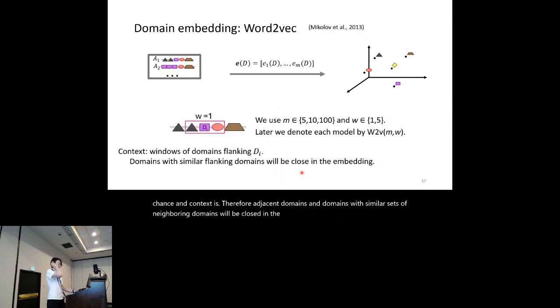The third embedding is word-to-vec. It's a neural embedding model. For TF-IDF and PMI, the dimensionality is determined by the data. But in word-to-vec, the dimensionality is user-defined. We experiment with 3 different vector sizes, 5, 10, and 100. Unlike PMI, word-to-vec emphasizes co-occurrence patterns, but it does so using a shallow neural network trained to predict domains that appear near each other in a domain architecture. And in word-to-vec, the context of domain DI is the windows of the domains flanking DI, and domains with similar flanking domains will be close in the embedding.